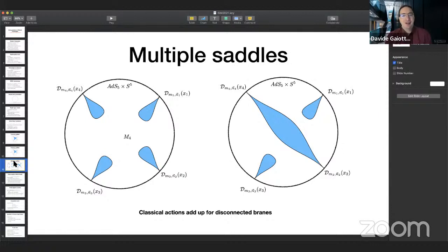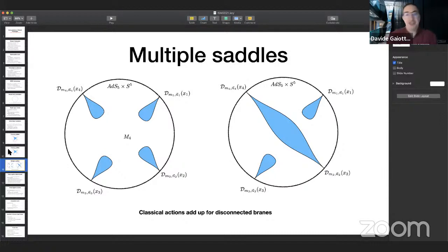And a basic holographic conjecture would be that if you could compute the correlation function on the quantum field theory side, you should be able to see saddles which are in one-to-one correspondence with the possible D3 branes, which on the gravity side fill in these tubes.